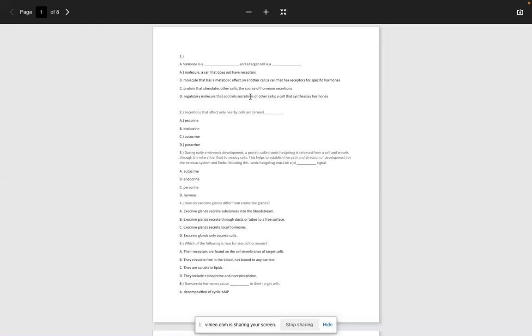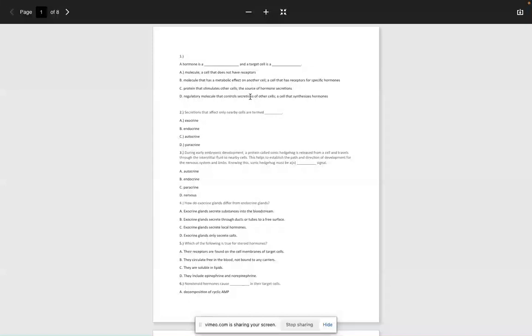Nearby cells, right? What if I would have said cells at a distant site? Or endocrine, right? Endocrine. Yeah, exocrine. I just think duct or lobule, right? How do exocrine glands differ from endocrine glands? Number 4. Yeah, exocrine glands secrete through ducts or tubes to a free surface, right? So number 4 is B.